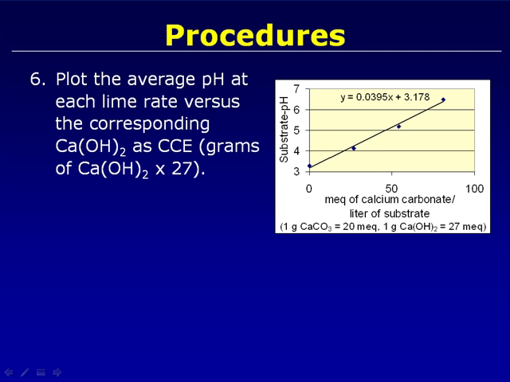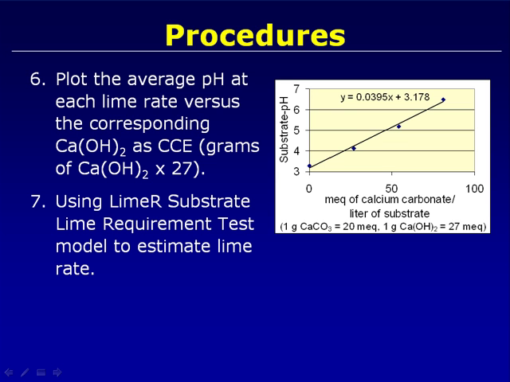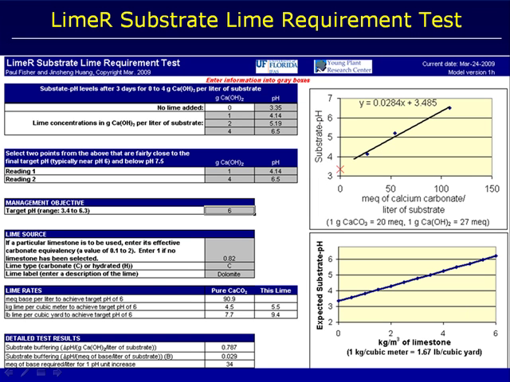Those data are entered into the spreadsheet, which plots the average pH at each lime rate compared with the corresponding amount of calcium hydroxide, expressed as calcium carbonate equivalents. The spreadsheet is then used to predict the lime rate required for that particular batch of substrate and liming source.